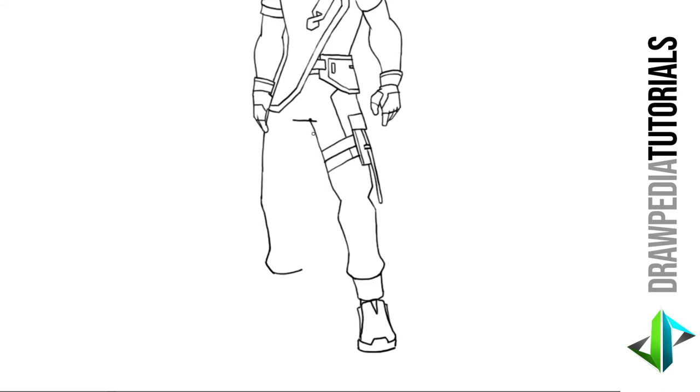And for the inner line, curve line down from this point, flare it out below the knee point and back in, and a flare at the bottom. Copy the same shape for this part right there.